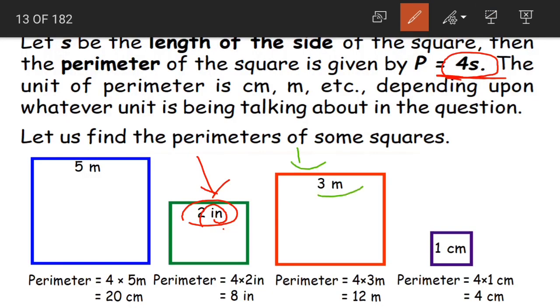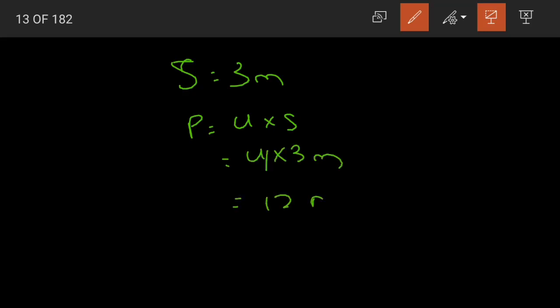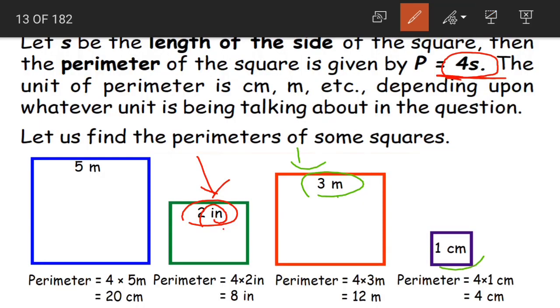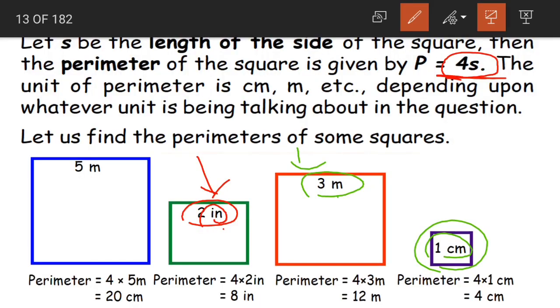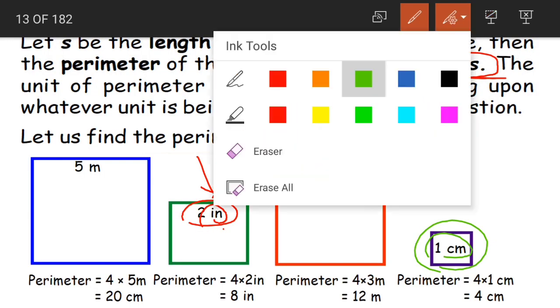Coming to example 3, the length of the side is 3 meters. So the perimeter would be 4 into S, that is 4 into 3 meters, which is equal to 12 meters. Clear, children? Now coming to the last one, the length of the side is 1 centimeter. What will be the perimeter again? 4 into S, that is 4 into 1 centimeter, which is equal to 4 centimeters. P is equal to 4 centimeters. Is this clear, children?